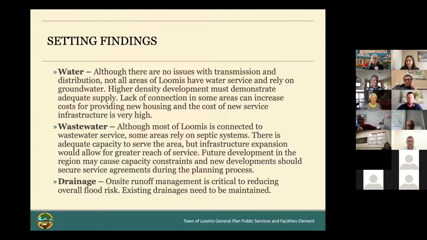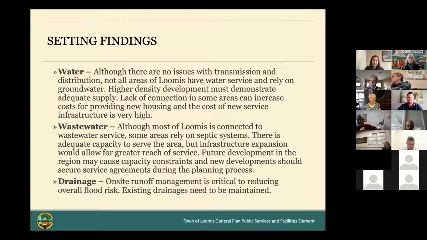And recently, SPMUD completed the Loomis extension line that goes from Horseshoe Bar Road down Brace and down Diaz, and it kind of cuts across the south part of town, and so that has increased the capacity for the town. So future development in the region, though, can cause constraints. As more people connect to the system, the less capacity there is. So we want to make sure we have developers securing the appropriate agreements during the planning process.